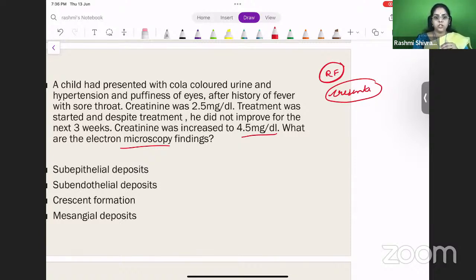So it's a post-infectious glomerulonephritis. Why do I say glomerulonephritis? You have hematuria, you have hypertension, right? And the creatinine elevation is there. So it's a glomerulonephritis. It is not a nephrotic syndrome because we are not mentioning significant proteinuria, right?